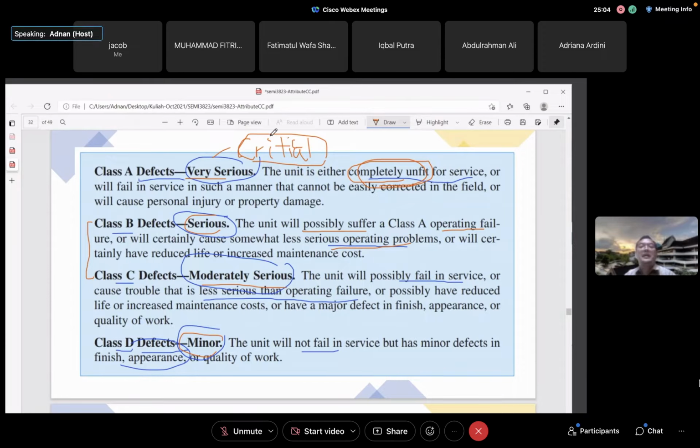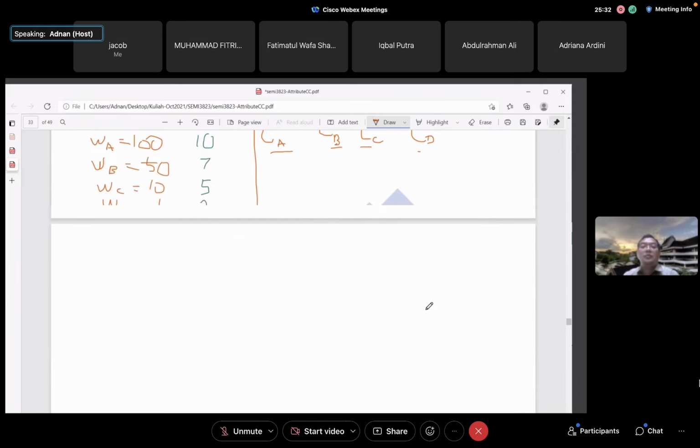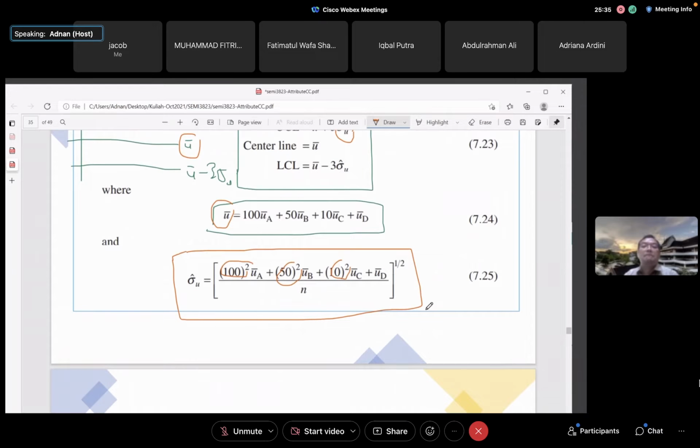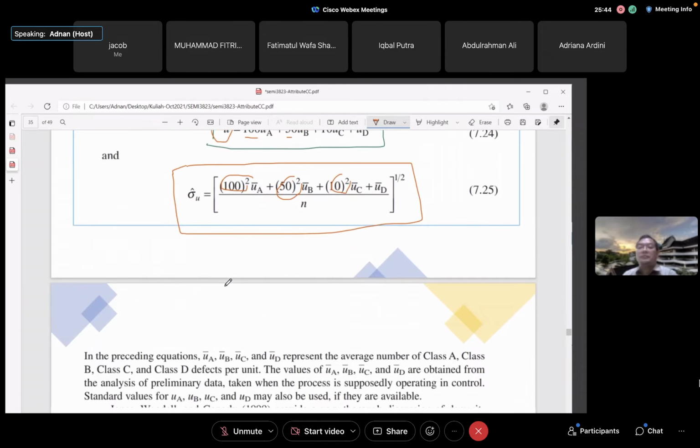So if you understand critical, it causes the use to be disrupted. It causes failure, fatal failure, catastrophic failure, a serious accident. The others are in between, and minor is appearance only, still usable. So we use this in giving the weightage, to get the central line and also the sigma.